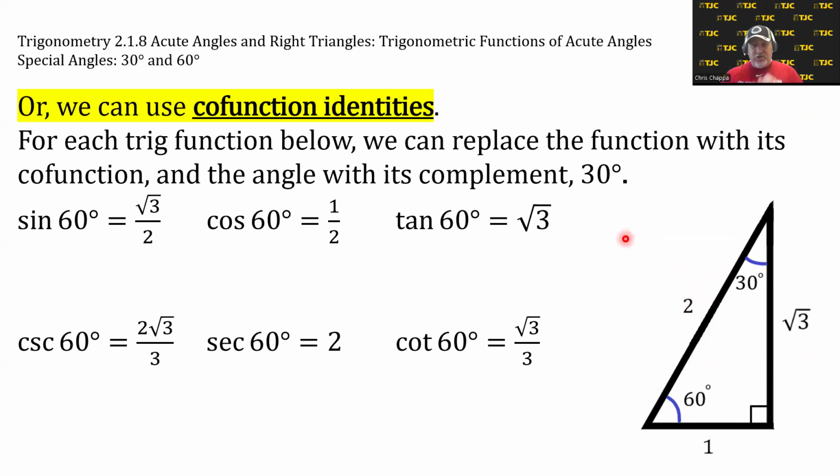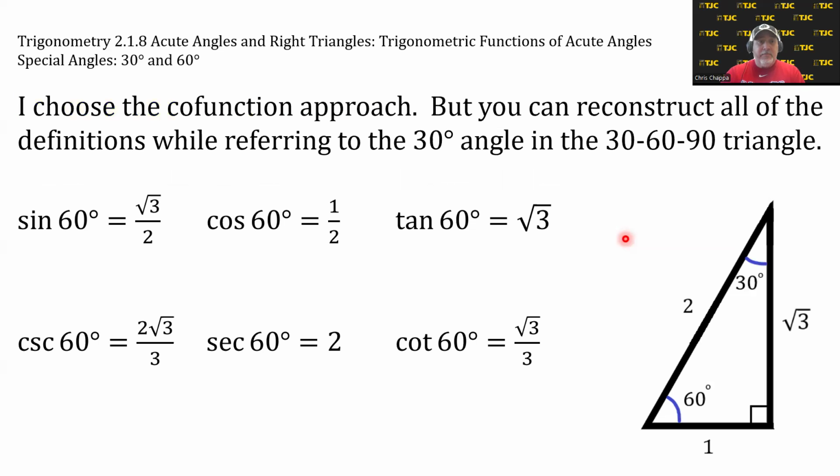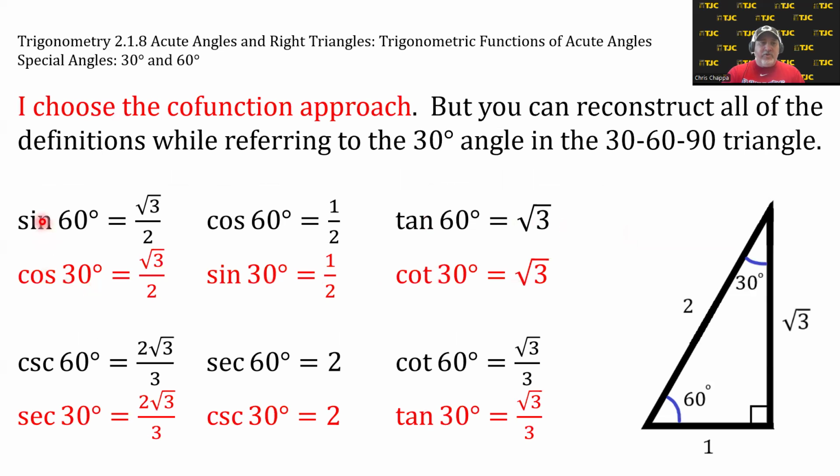Or we can use cofunction identities. For each function below, we can replace the function with its cofunction and the angle with its complement, which happens to be 30 degrees. I think I'm going to choose to do that. So yeah, you can reconstruct all of the definitions with the 30 degrees, or for each one of these, change it to its cofunction, change it to its complement of 30 degrees, and it ends up looking like that. For example, change sine to cosine, change 60 to 30, same value. Change tangent to cotangent, change 60 to 30, same value. So we get the same values just in different trig functions because of the cofunction identities.